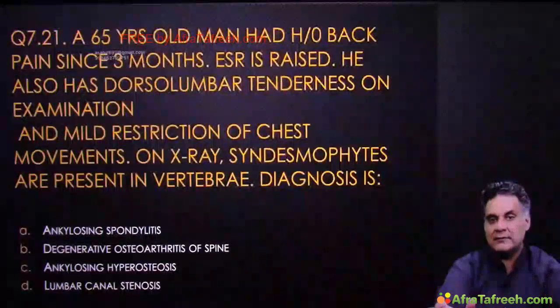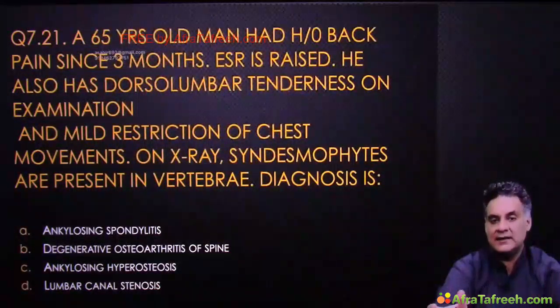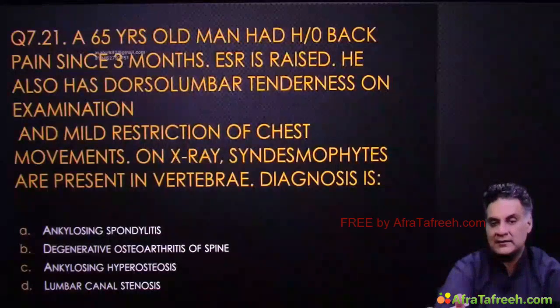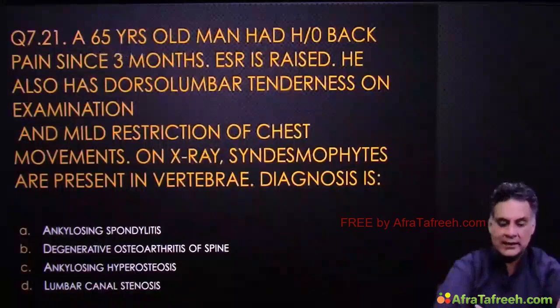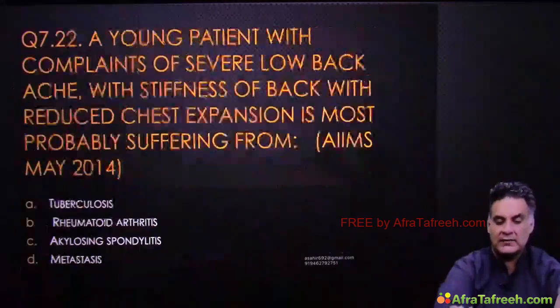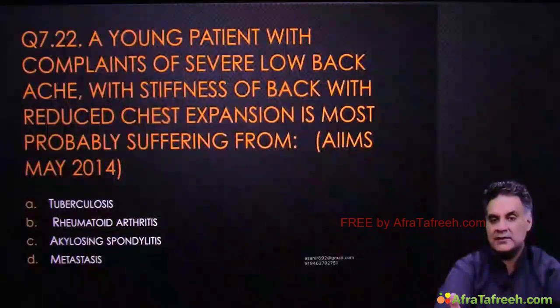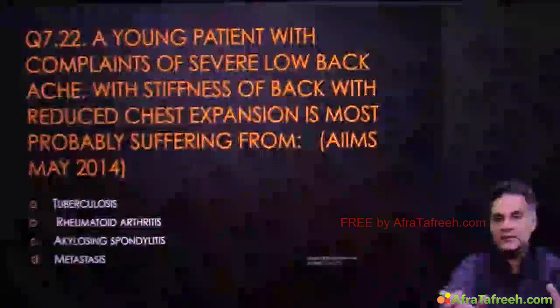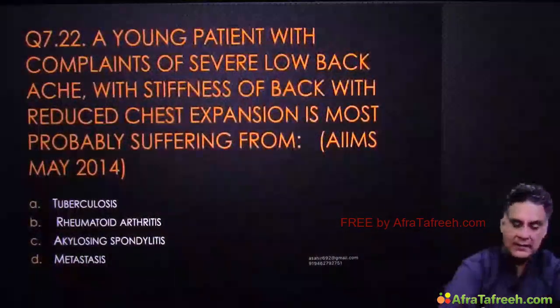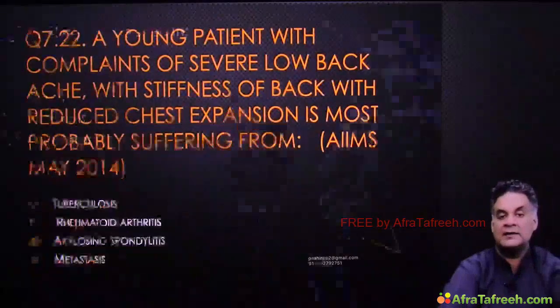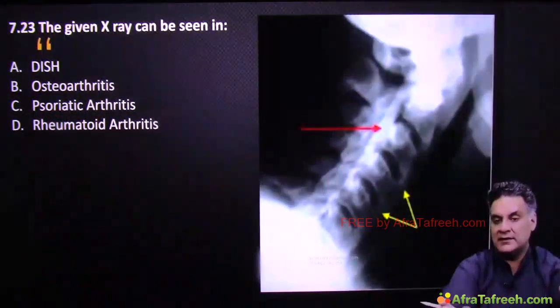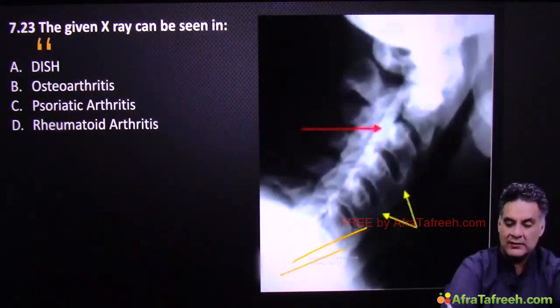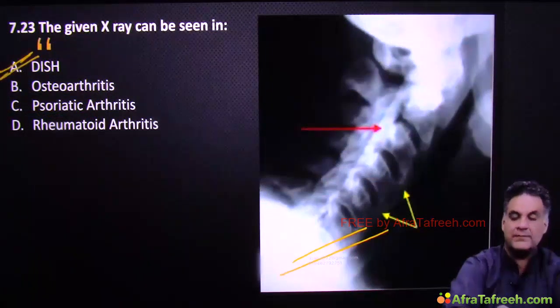A 65-year-old man complains of back pain for 3 months. ESR is high. He has dorsolumbar tenderness, mild restriction of chest movements. There is tenderness of the vertebra. Diagnosis: ankylosing hyperostosis. Whereas a young patient with reduced chest expansion, with involvement of low backache, the answer is ankylosing spondylitis. The given X-ray can be seen in, this is classical of Forestier's disease or DISH.